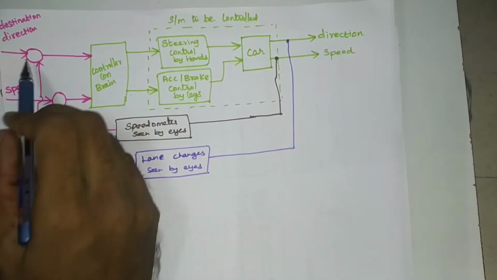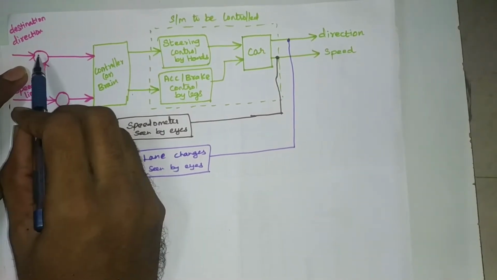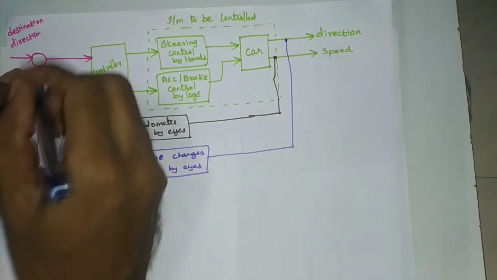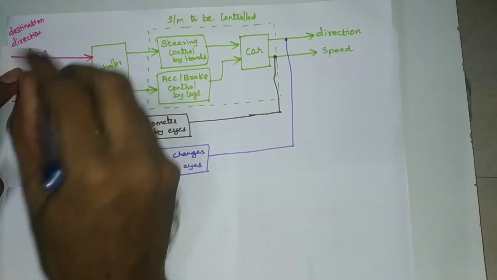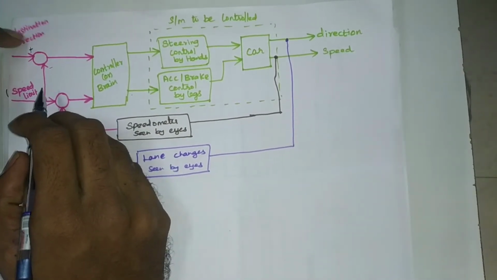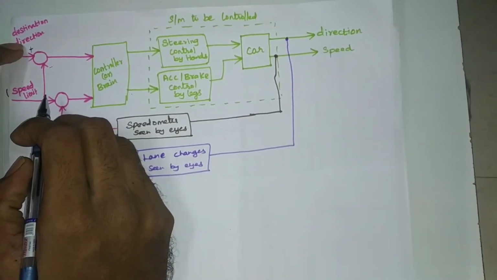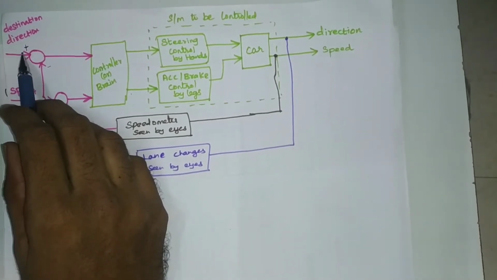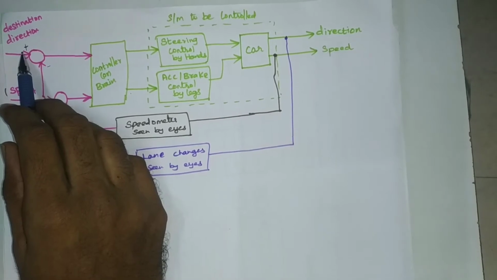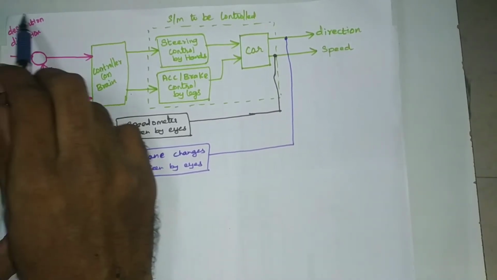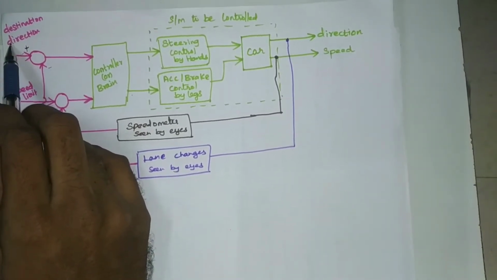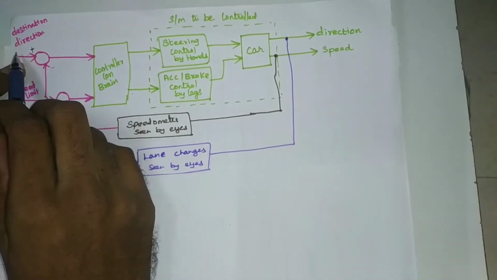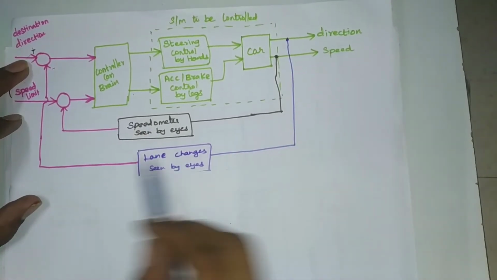So it can be given to the comparator. We know that the comparator is given two inputs: one is the required output, one is the actual output. Required output is nothing but the destination, where we need to reach, which direction we are going to ride. That is the actual destination, which is fixed in our mind. So this is the required direction, this is the current direction.